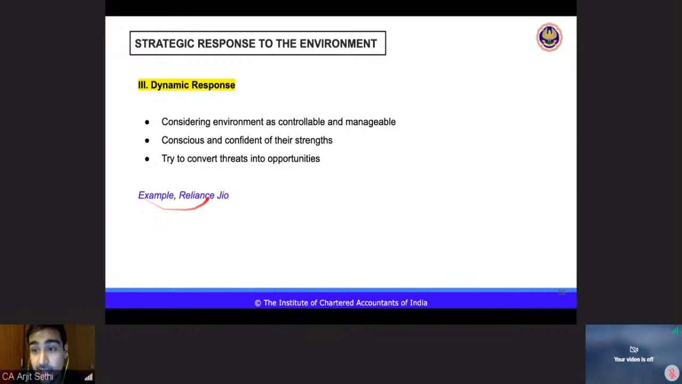That is what Reliance Jio is doing right now. They are dynamically responding to the environment. They know their strengths. They are controlling the environment. They try to convert their threats into opportunities. So all of the businesses are actually understanding their business, doing a SWOT analysis, doing a PESTLE analysis, finding out what the different components are, and then responding.